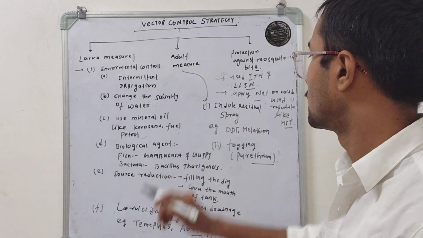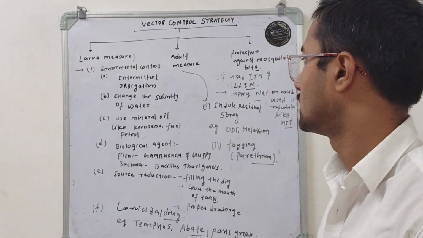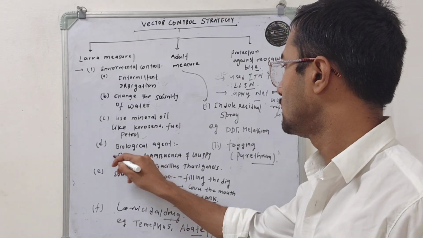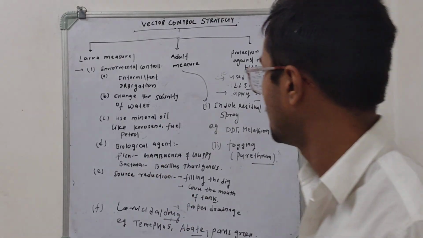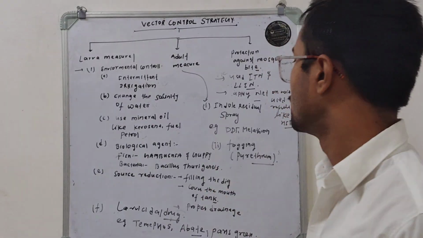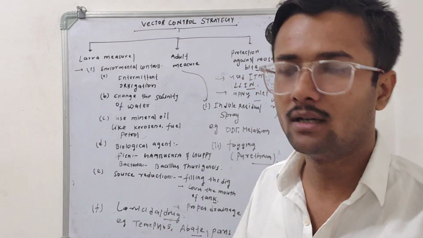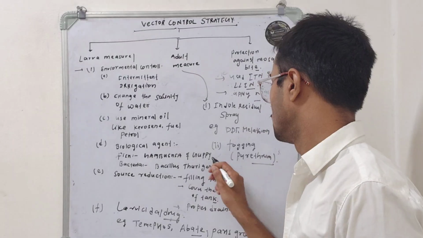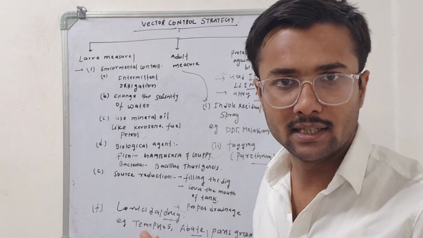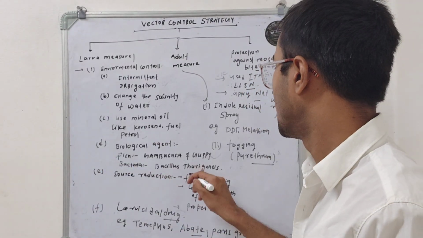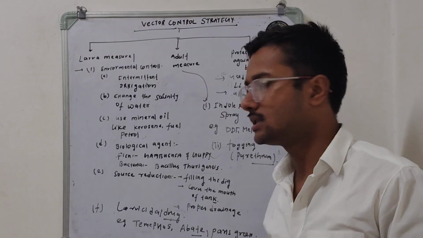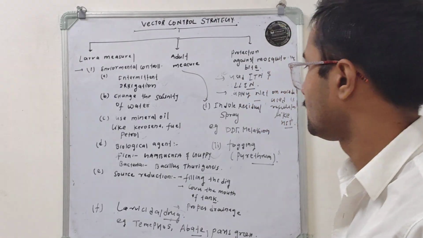The fourth thing is the biological agents. In biological agents we use fish like Gambusia and guppy. This Gambusia and guppy fish like to eat the larva, so by eating the larva they reduce its growth. The bacteria Bacillus thuringiensis also destroys the larva.